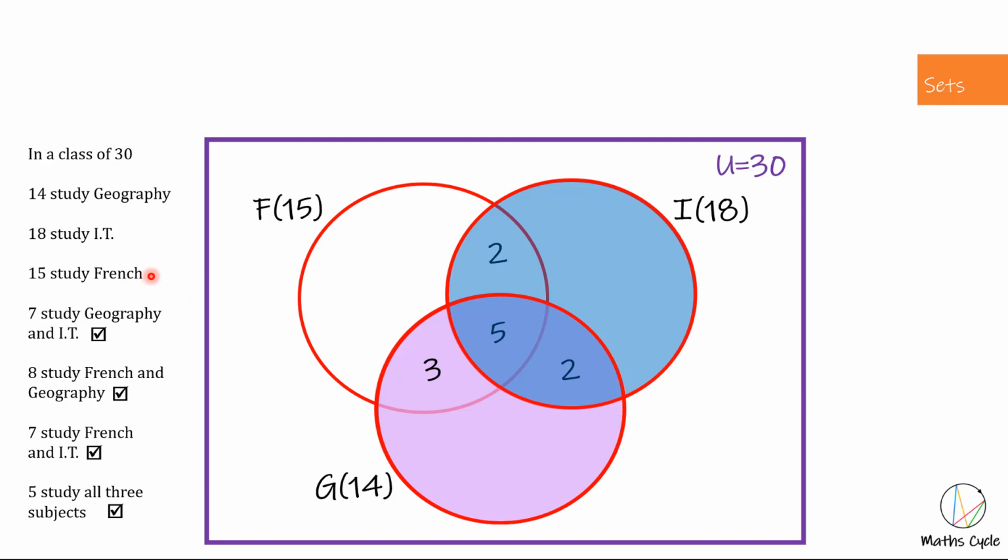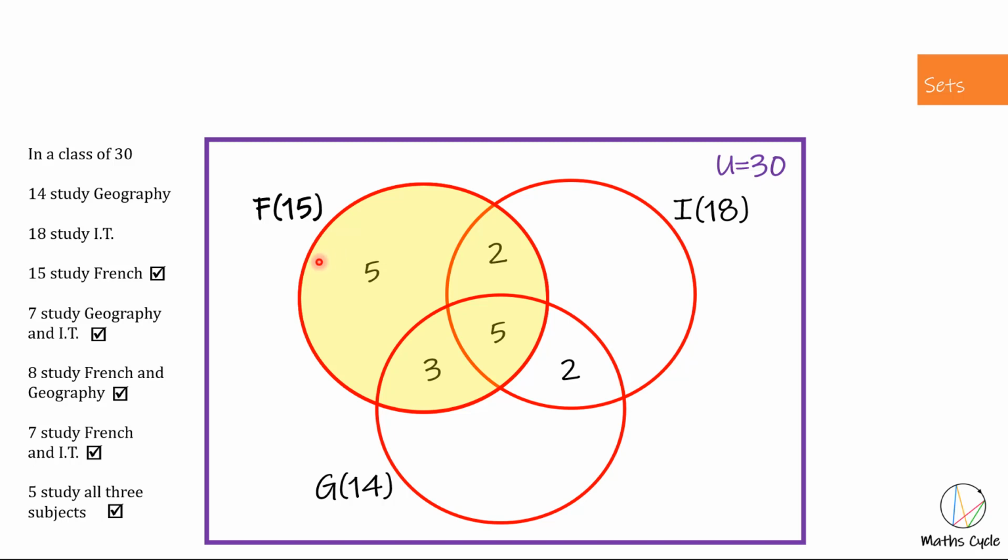So I can see here 15 study French in total. So let's just look at this circle here in yellow. Of those 15 that study French, I've already accounted for 3, 5 and 2 of them. So 3 plus 5 plus 2 is 10. So I'm missing 15 take away the 10, which is 5. I'm missing 5 people and they will go into this part here of the set.